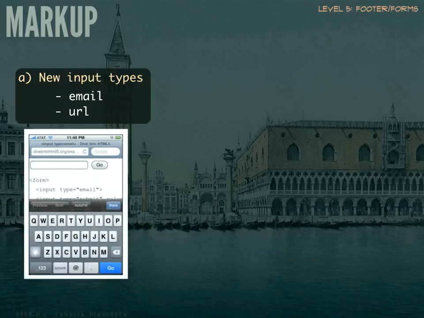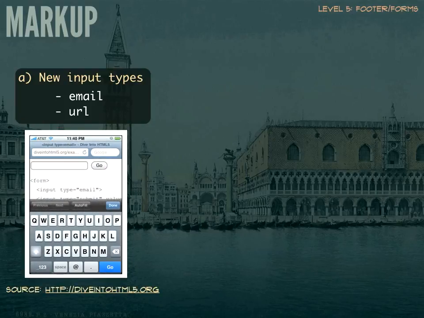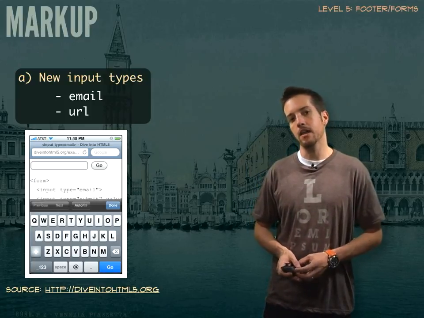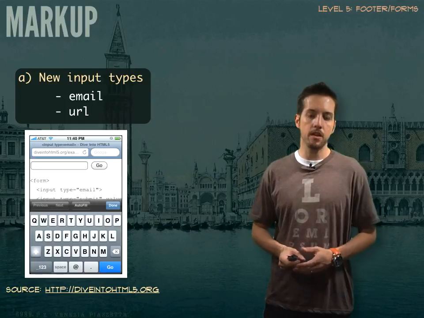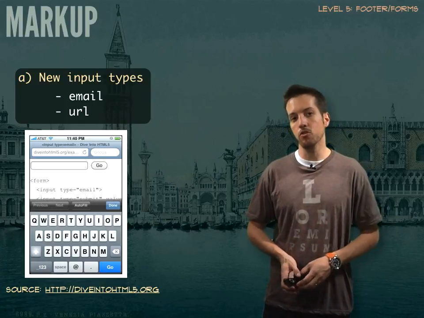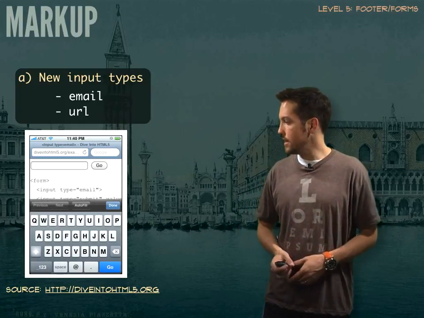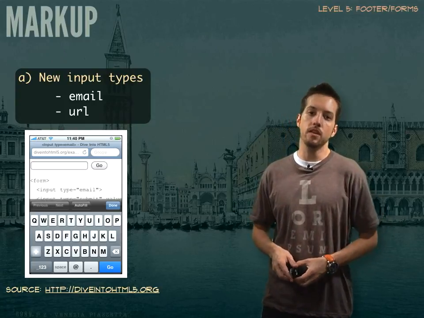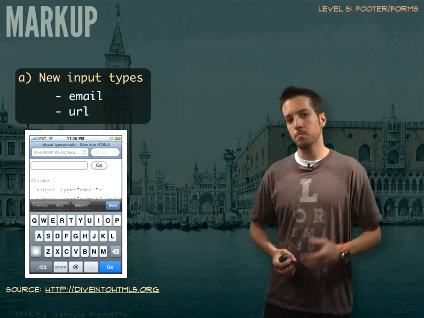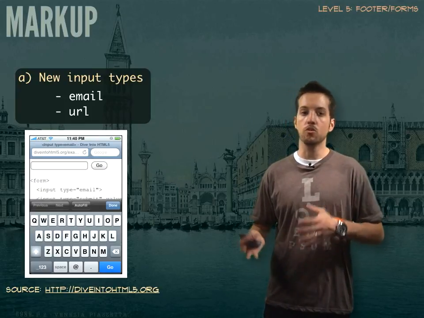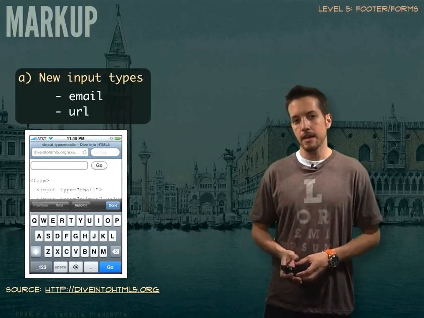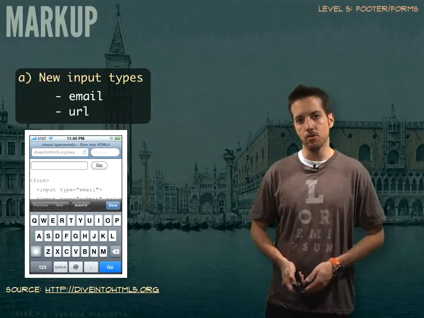Now with our email and URL input types, we can actually define in the markup what type of field we have. This is great for devices such as the iPhone or the iPad, which have different keyboards depending on what sort of form field you're using. In this case, we have an email form field, and that's going to generate the keyboard that's specific for emails. This is a great usability factor because it allows the user to go directly into what they want to do, in this case typing in their email address, as opposed to trying to find all of the characters.